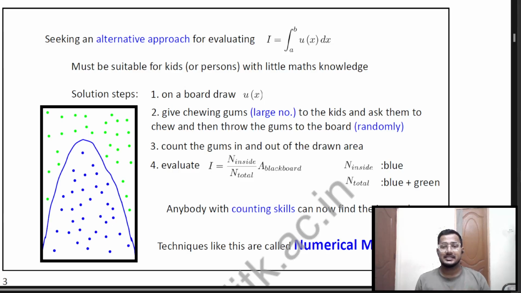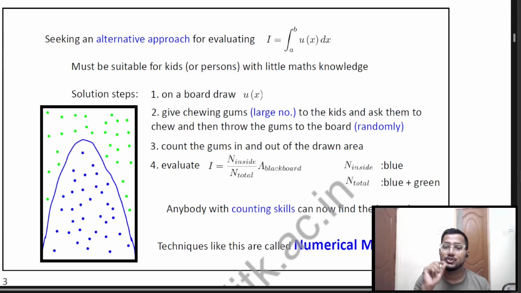We will take a board and draw the graph of the expression u(x) on the y and x axes, over the interval a to b, and we will give a task to the kid. We will give an infinite number of chewing gums, which is not possible. So suppose we give 100 gums, or 200 gums, or maybe 20, 30 gums. We can involve lots of children in this; it is a very good activity.